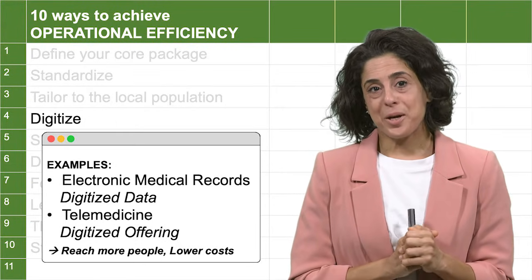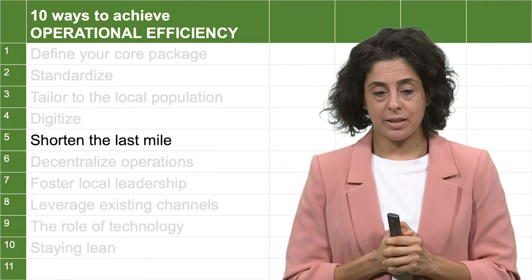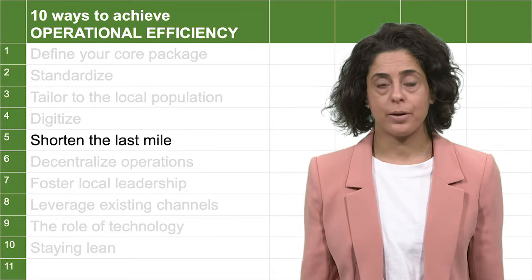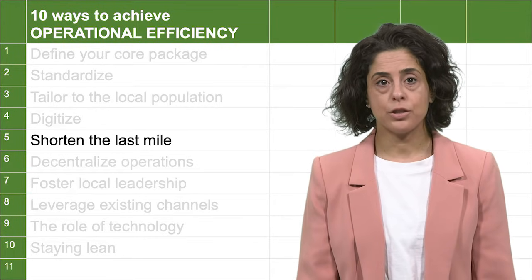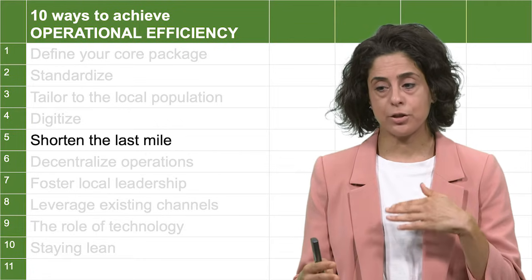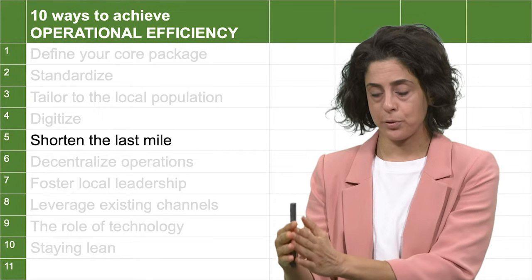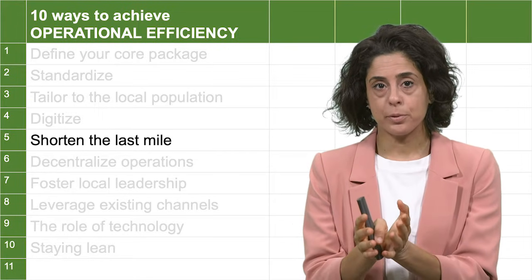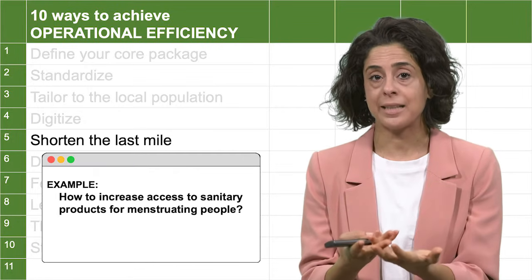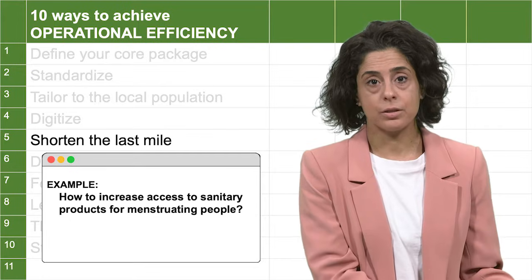So next we're going to talk about shortening the last mile. And by this I mean that when you're trying to think about how you're going to distribute to marginalized populations around the world, you want to find ways to save costs and reach more people by thinking about that last mile distribution. An example of people who have done that is several social entrepreneurs that are trying to increase access to sanitary napkins or pads for menstruating girls and women.